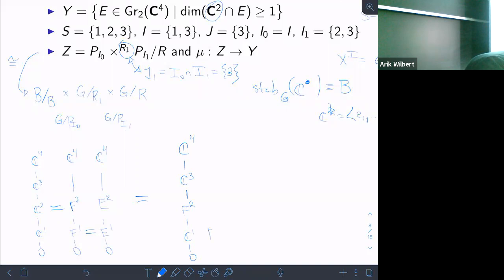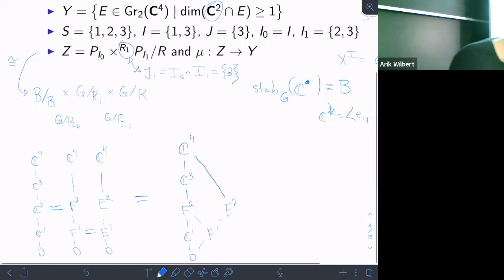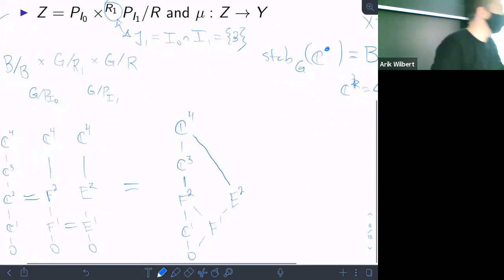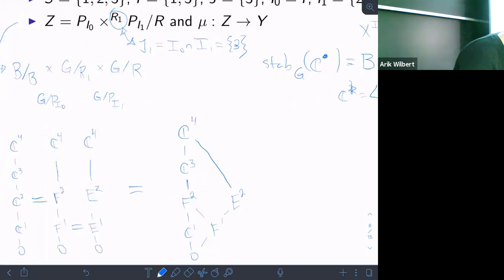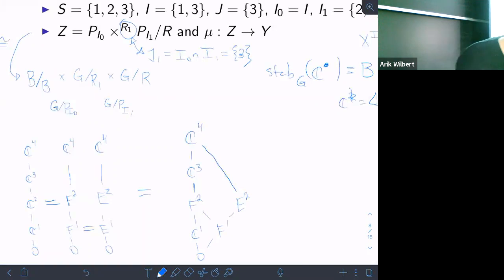And there's a one. Two. Two doesn't have to be in C3. So that's how you get diagrams that look something like this. So I think that's one of the nice tricks that Gelfand and MacPherson said how to do.